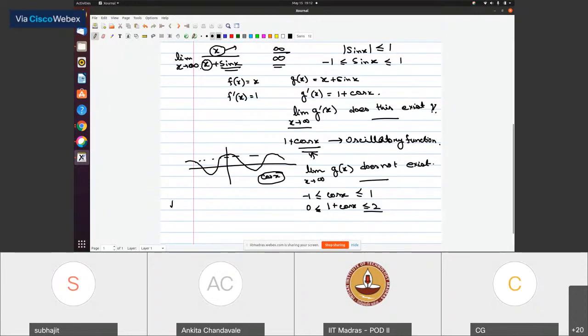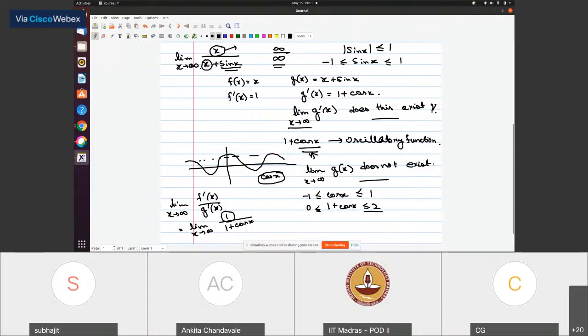Limit x extending to infinity f dash x by g dash x. What we get here is 1 by 1 plus cos x. Now this is not in indeterminate form, right? Here at the numerator there is 1. So this is neither in 0 by infinity form, nor infinity by infinity form, nor 0 by 0 form. So it is not an indeterminate form.